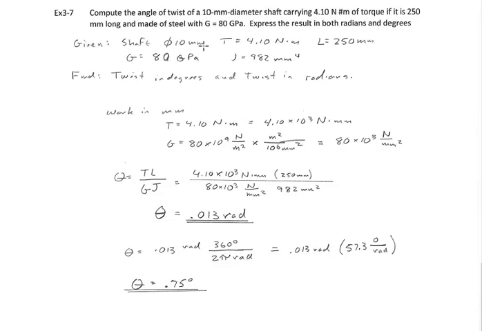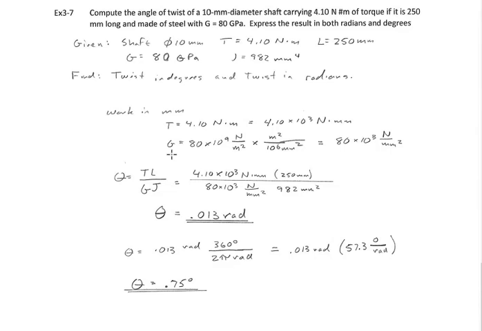So the given here, we have our shaft of 10 millimeters in diameter. We have the torque of 4.10 Newton meters. We have a length of 250 millimeters, and we have a modulus of rigidity, or shear modulus, of 80 gigapascals, with the polar moment of inertia from the previous problem of 982 millimeters to the fourth. And what we're going to find is the twist in degrees, and we're also finding the twist in radians. Actually, we're going to find the twist in radians first, because that's what our equation 3.11 is going to give us, and then we're going to convert that radians into degrees. So let's work the problem now.